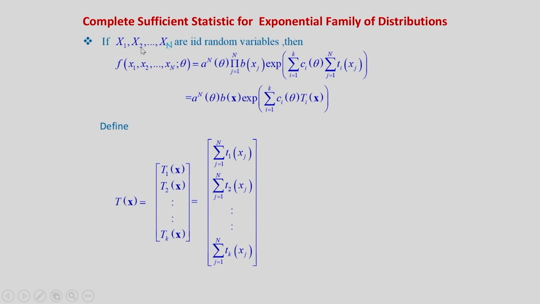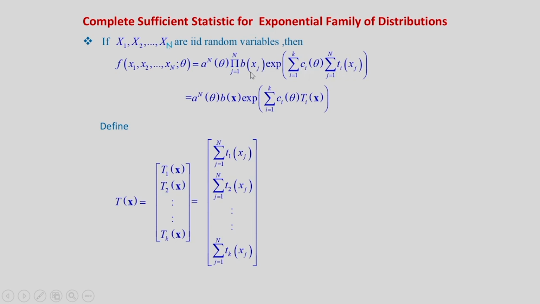Suppose x1, x2 up to xn are IID random variables of the exponential family, then we can write f(x1, x2 up to xn) as a function of theta. That will be, because there are n terms now, a to the power n theta into the product b of xj, j going from 1 to n, into exponential of the sum over i going from 1 to k of ci theta into the summation j going from 1 to n of ti(xj).